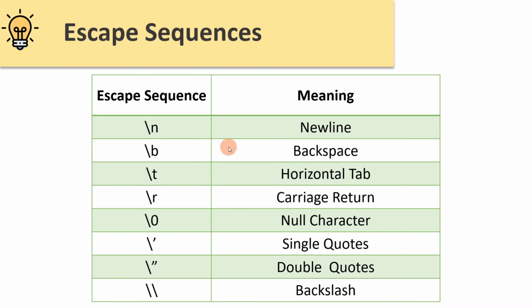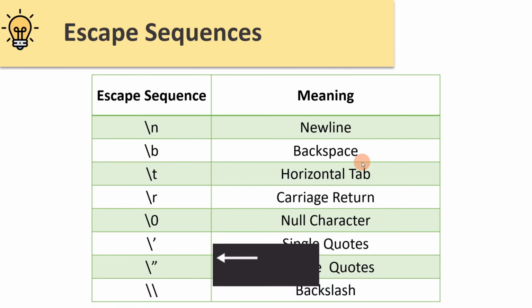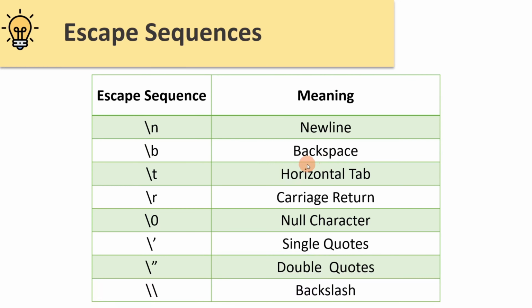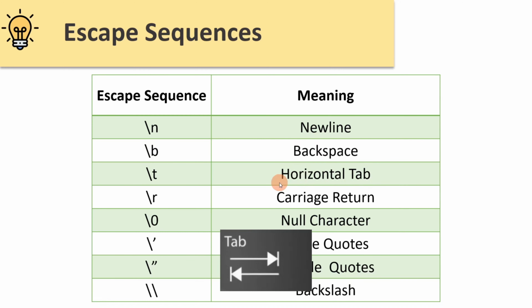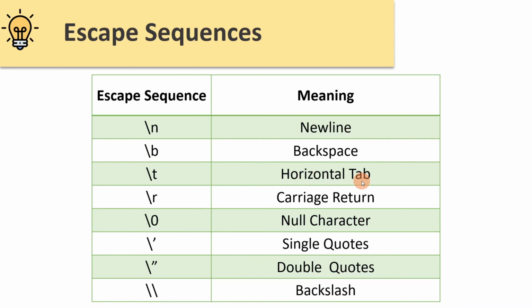The next escape sequence which we have is \b. It actually represents a backspace. So when you hit the backspace key on your keyboard, it will generate a backspace. What it will do is delete the previous character. Now you cannot represent it directly. That's why we use \b, an escape sequence, to represent the backspace. The next escape sequence is \t that represents horizontal tab. So when you press the tab key on your keyboard, it will generate a horizontal tab.